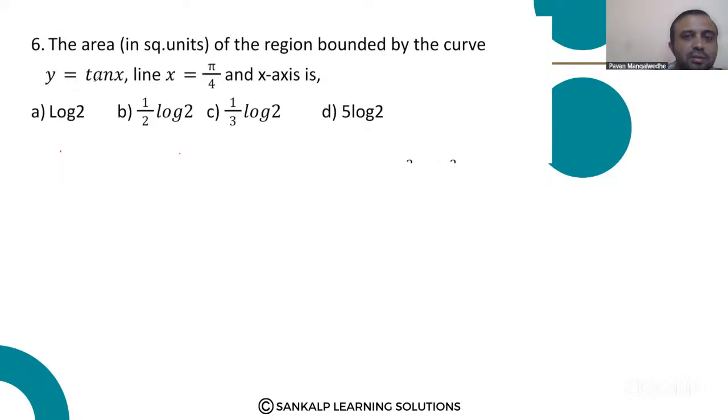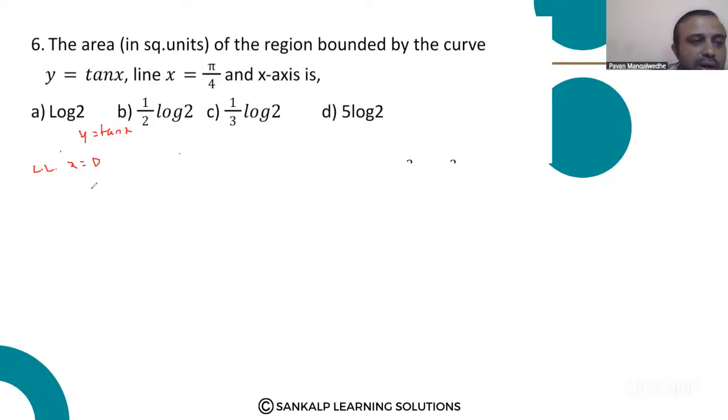So which means that if we start, the region is bounded by the curve y equals tan x. The lower limit is x equals 0. I'll write it as LL, lower limit, because it is given that the x-axis is a boundary. Whenever the x-axis is there, y equals 0. So tan x equals 0 at x equals 0.